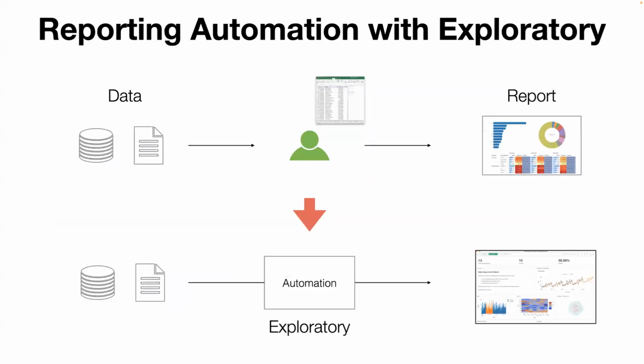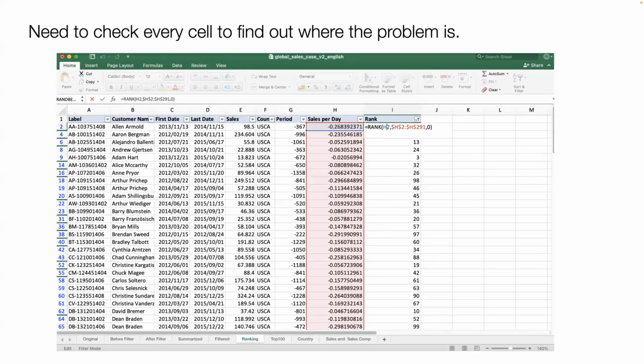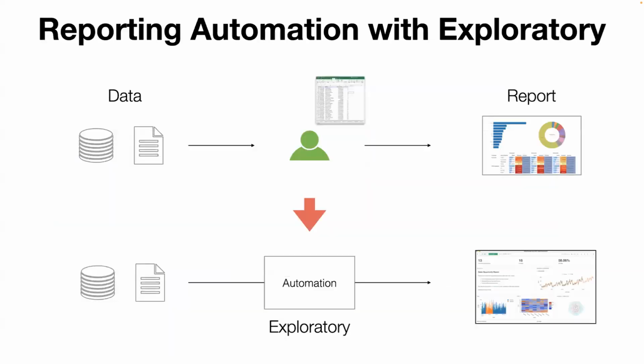So error can happen because of human, but also it's hard to find the root cause when the error is discovered. So that's why automating the report creation is critical. And Exploratory is actually, people think it's a tool for analyzing the data, exploring the data. Yes, you can do that, but also you can automate creating reports.